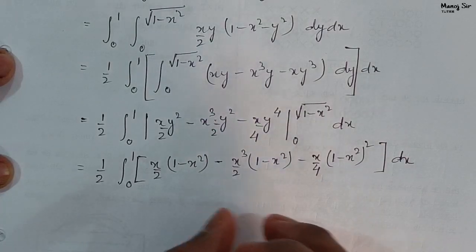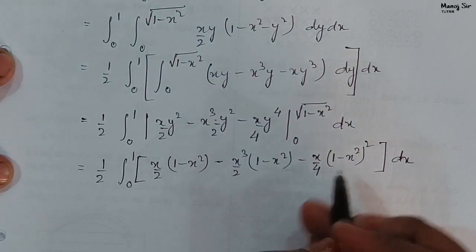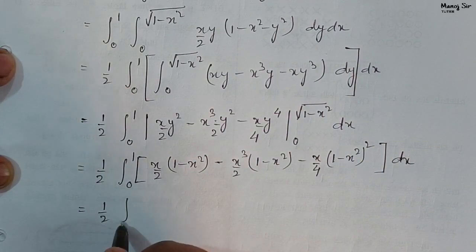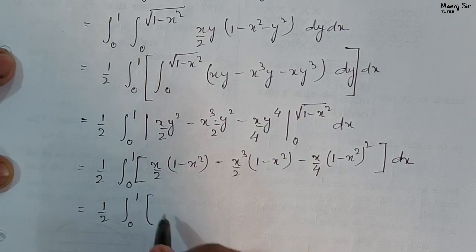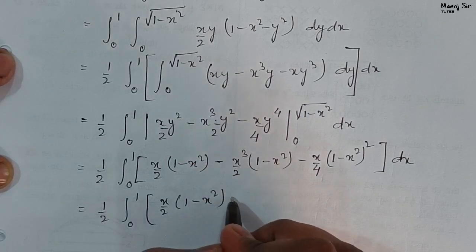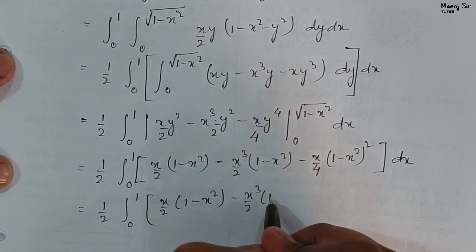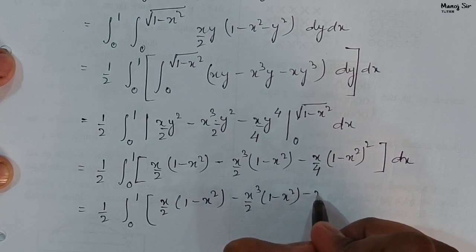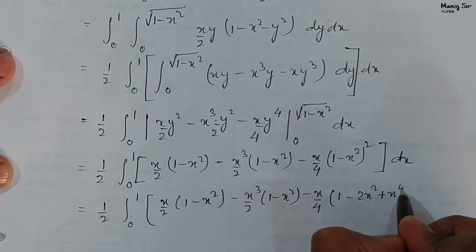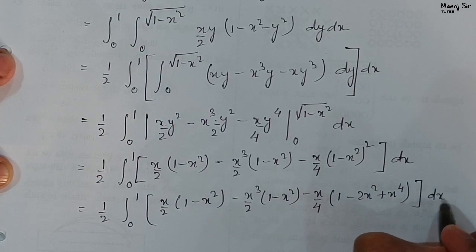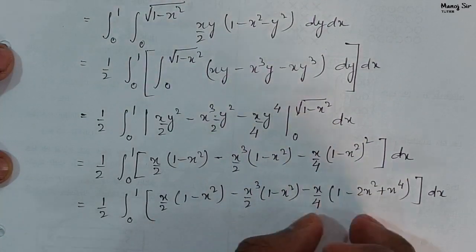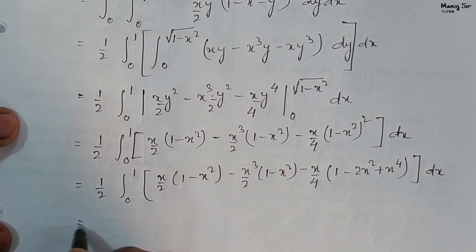Now in the next step, we will open this bracket using the formula (a minus b) whole square. So this is going to be half integration 0 to 1, x upon 2 minus x cube upon 2 into 1 minus x square, minus x upon 4 into 1 minus 2x square plus x to the power 4. Now closing this bracket and writing dx. Now in the next case, we will open the bracket of all three terms: this term, this term and this term. So let us see.